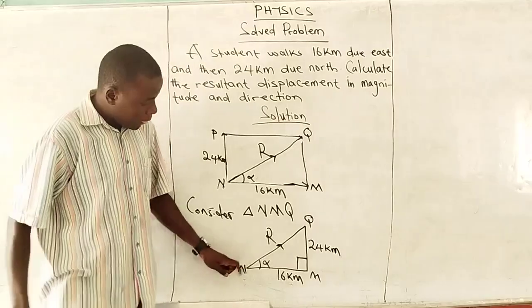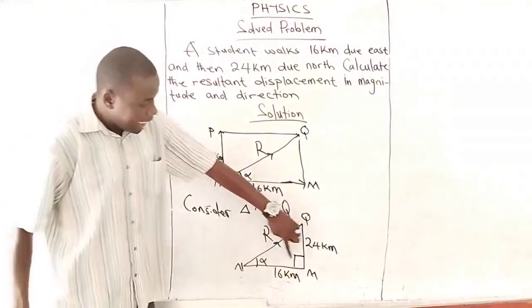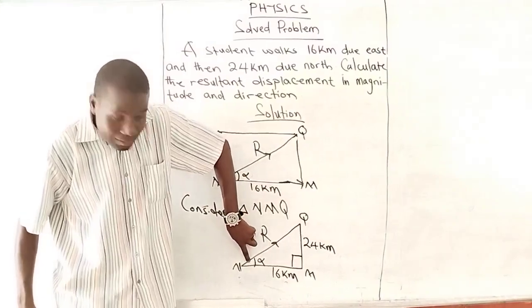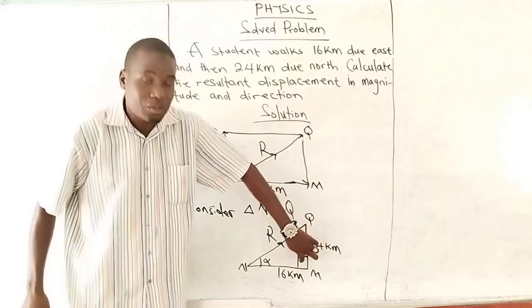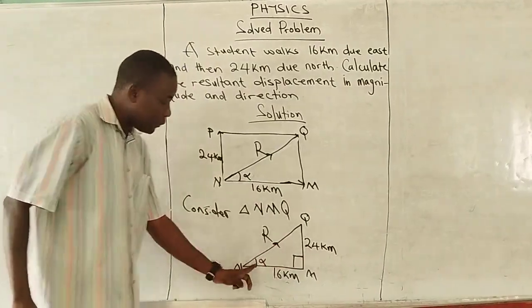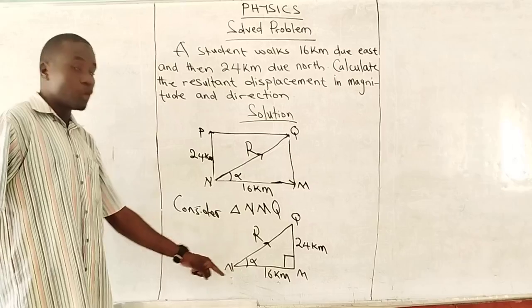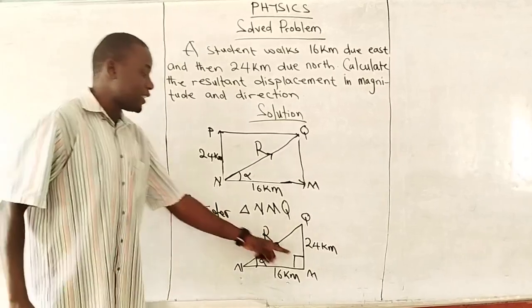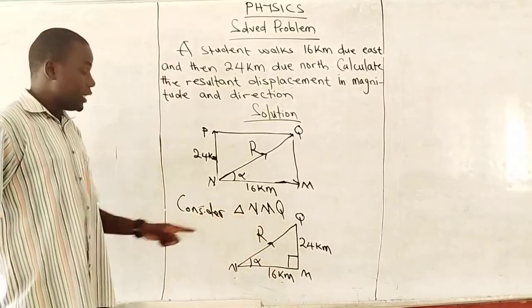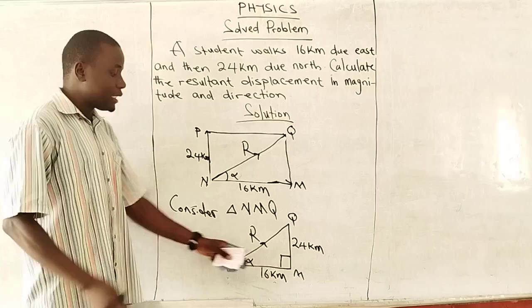You know that this is our adjacent. The adjacent is the line that lies along the angle, next to the 90 degrees. The opposite is the side facing the angle. The longest side, the side facing the right angle, is always the hypotenuse. Understand? So what does Pythagoras theorem say?